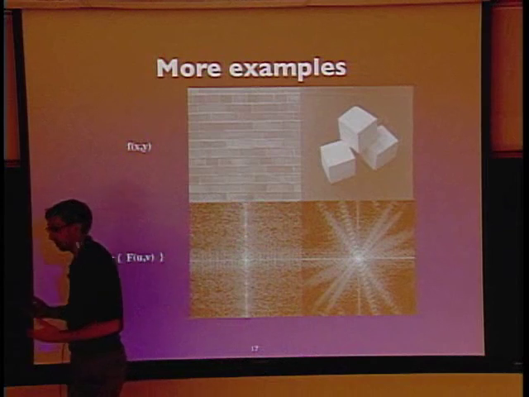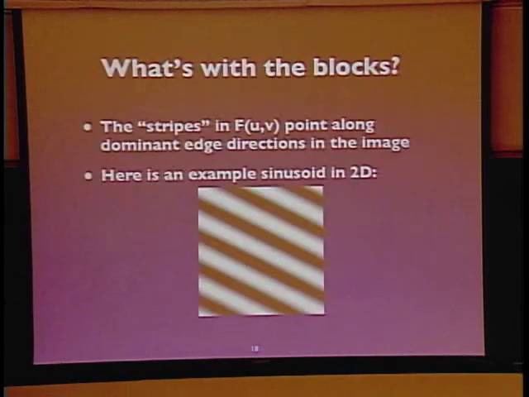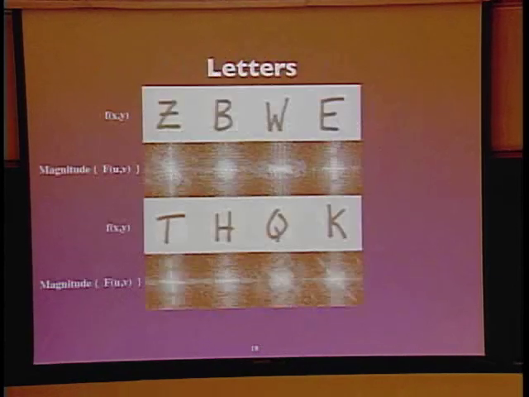So that's what's going on, is that there is a small set of dominant edge directions. And so the sinusoids that align with that tell the story of the image in that way. So what's with the blocks that we just talked about then?